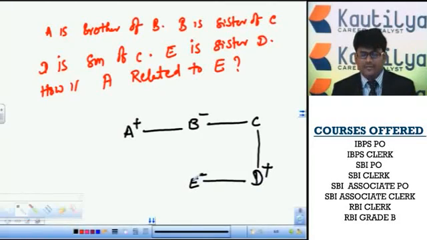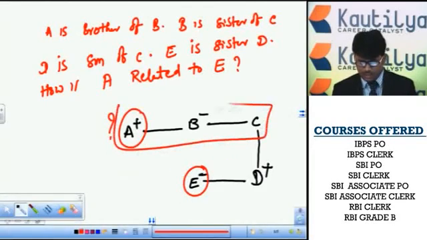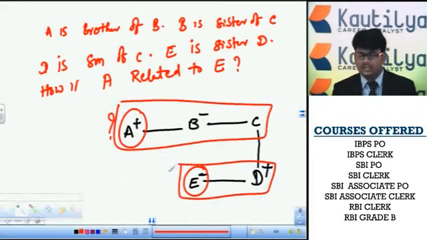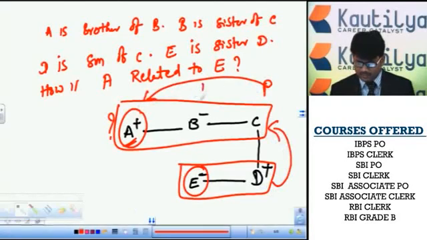Then the question is, how is A related to E? Then we have to identify A from E. These three persons are in one horizontal line, that means all are siblings. E and D are also in one horizontal line, both are siblings. E and D have a parent C. That parent C may be a mother or father. That mother or father has A as a brother. So the answer is that E and D are both children of C as a parent, and that parent's brother is A.